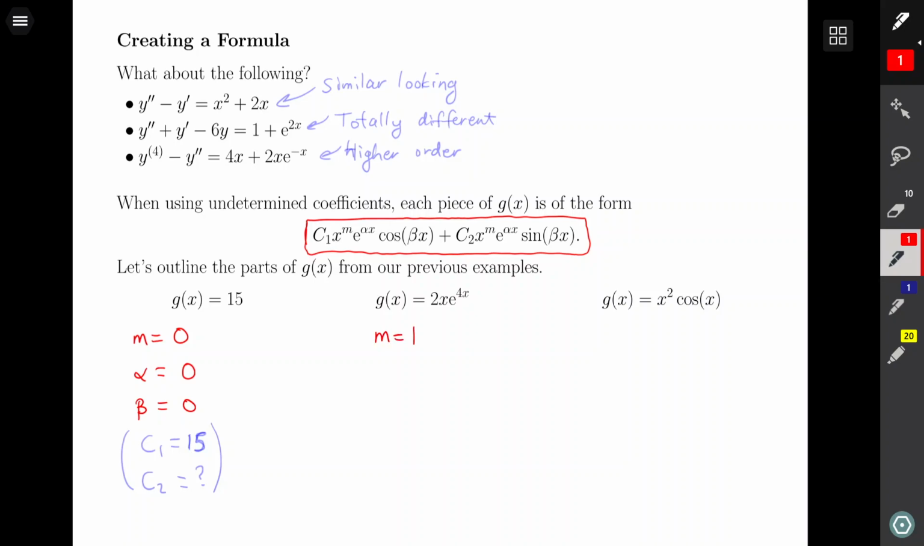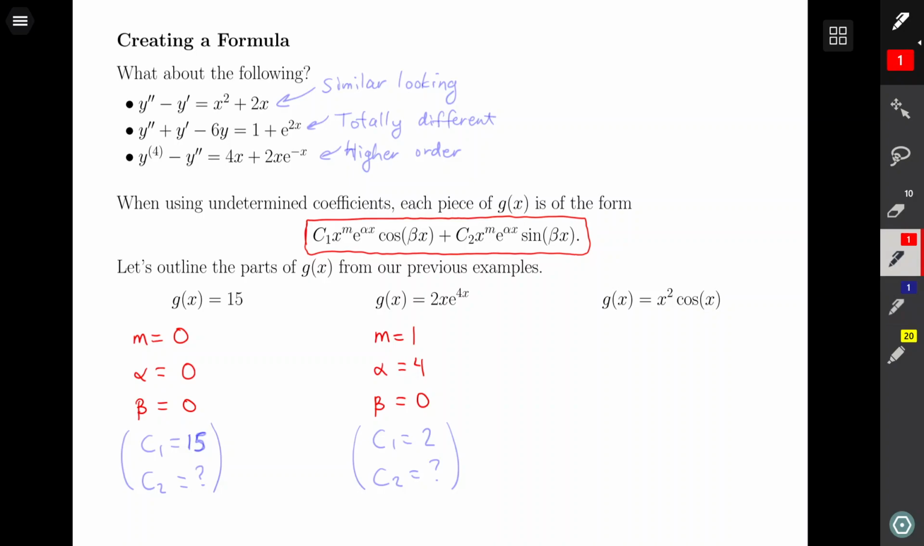Still there, oh, there is an exponential. It's e to the 4x. That means that alpha is 4. And there's no cosine. Beta is equal to 0. And in this case, C1, let's see, because if beta is 0, this first portion still is there, so that means that C1 is 2. And then since beta is 0, the sine portion is gone, so we actually don't know the value of C2, but again, it's not going to matter.